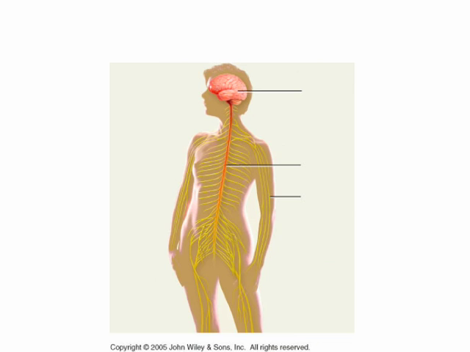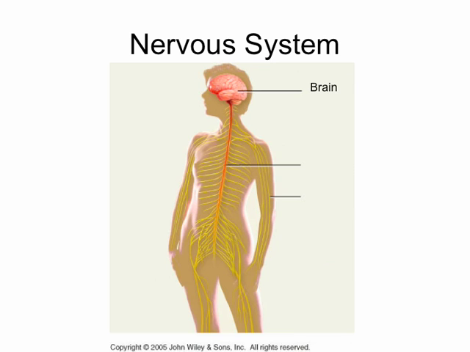This system is the nervous system. The nervous system contains both the brain and the spinal cord, and all of the peripheral nerves that exit from the spinal cord.